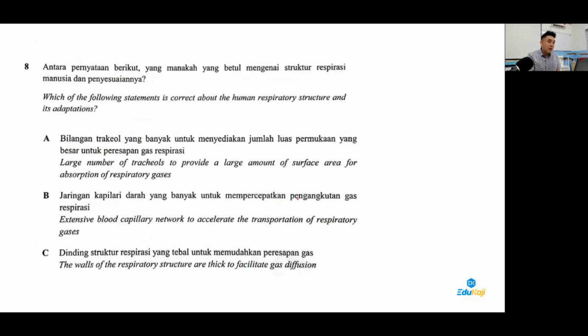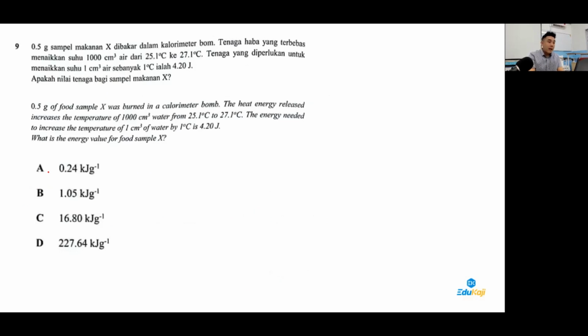Now, number 8. Guys, which of the following statements is correct about human respiratory structure and its adaptation? We don't have this, this is more for insects. Insects have a tracheal system. Our respiratory structure is thin. The wall of the alveoli is thin, tak tebal. So number 8, jawapan B.